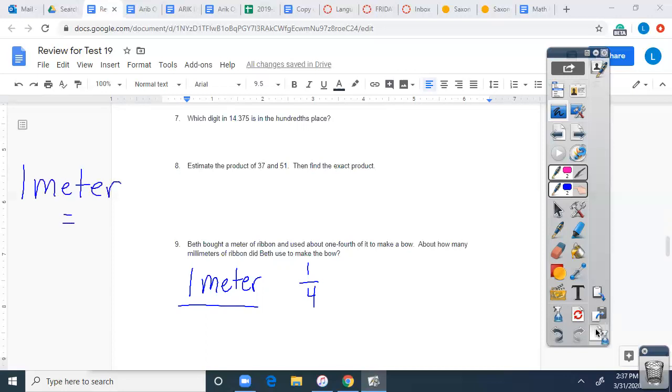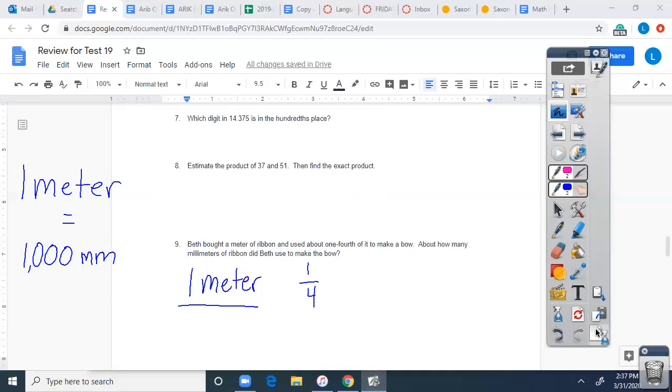1 meter equals 1,000 millimeters. Centimeters, 100 centimeters, or 1,000 millimeters. Okay, so you do need to know how many millimeters are in a meter. So she used 1/4 of the 1,000 millimeters. So about how many millimeters of ribbon did she use?